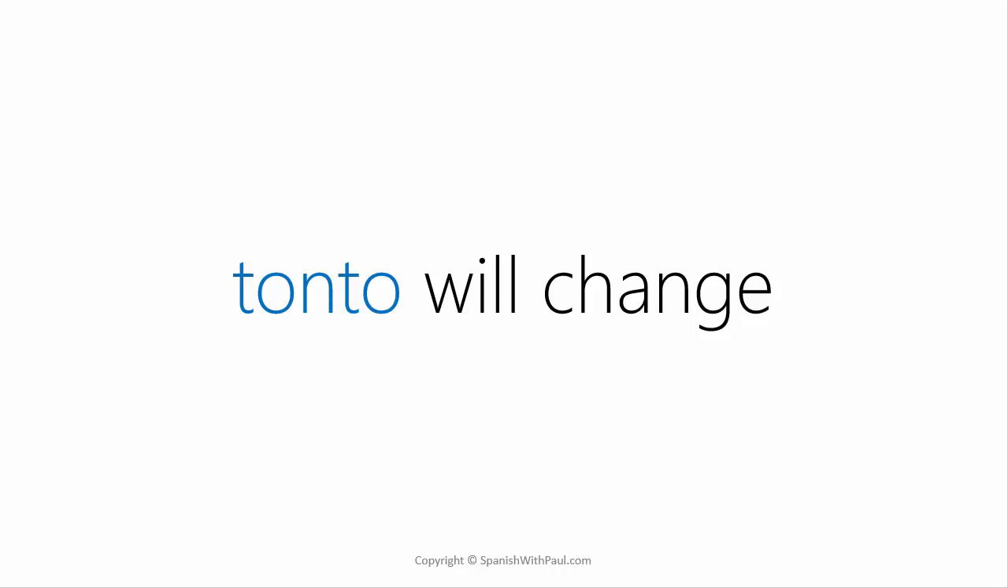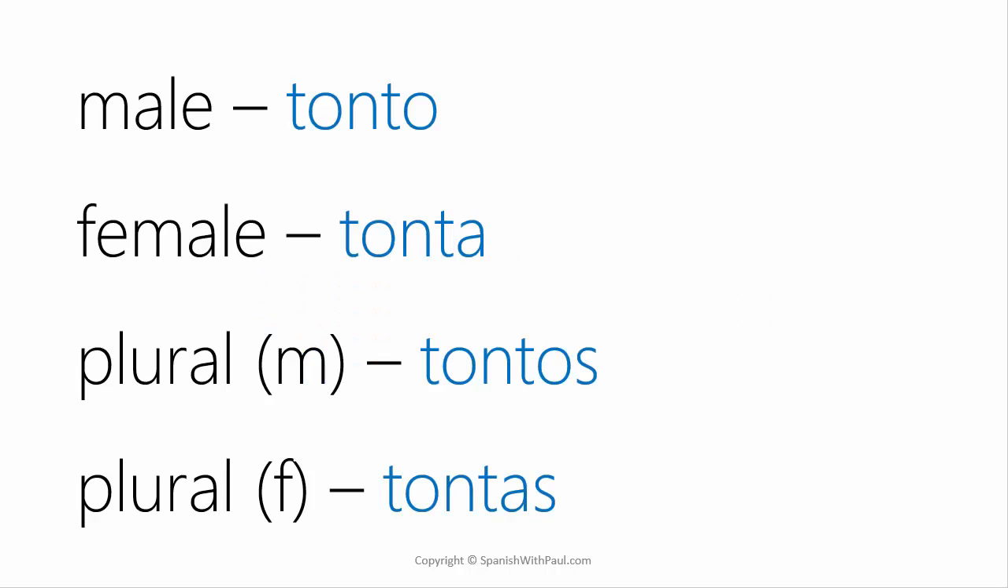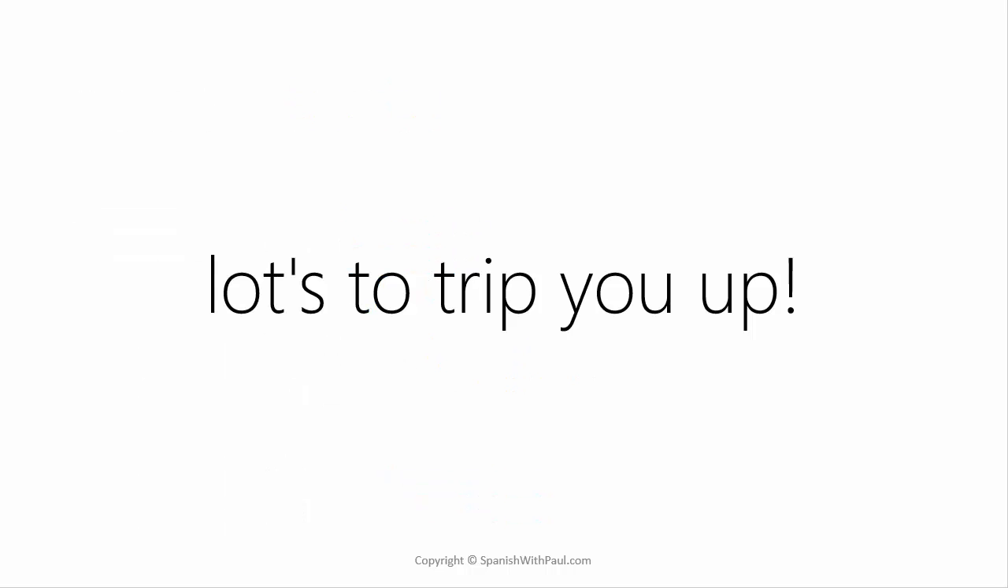If you were referring to a man saying he's dumb, we would say tonto. But if we were referring to a female saying she's dumb, it would be tonta. If we were referring to a group of males or a mixed group, male and female, it would be tontos. And for a group of all females, tontas. So you can see that there's a hell of a lot to trip you up. But with this video, I'm going to give you quite a lot of practice, so you should quickly get the hang of it.